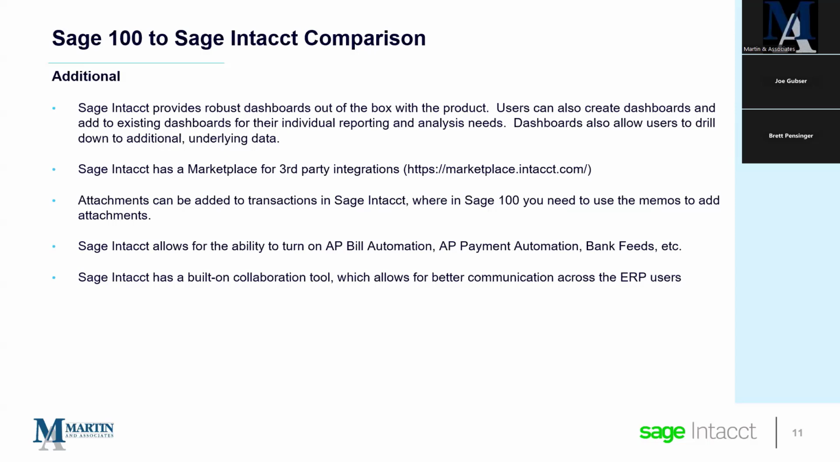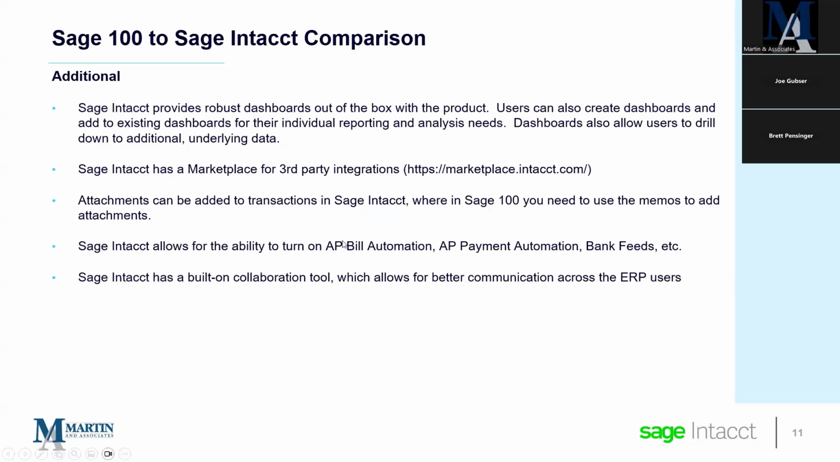We talked about the Sage Intacct Marketplace for third-party integrations. This is another nice thing about Intacct, the third bullet there. Attachments can be added to transactions, to master file records, through a drag and drop right onto a record, where in Sage 100, if you wanted to do something like that, you'd have to use the memo feature and create a memo and then put the attachment on that. And you have to have a shared directory set up. So it's not as easy to do that.